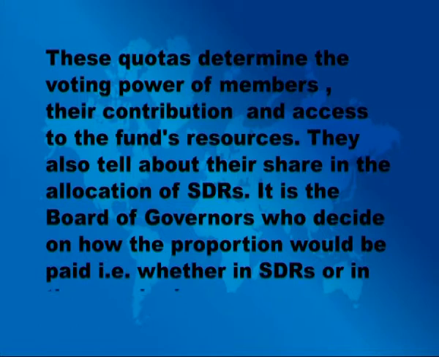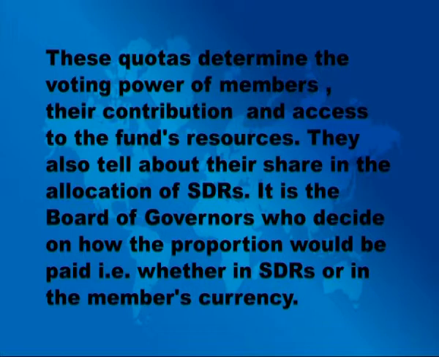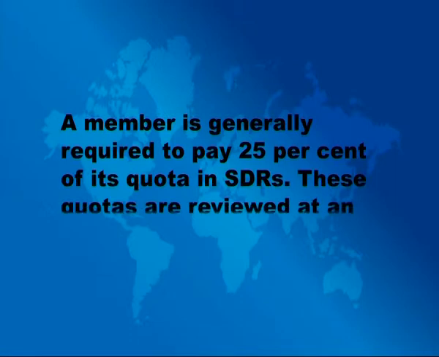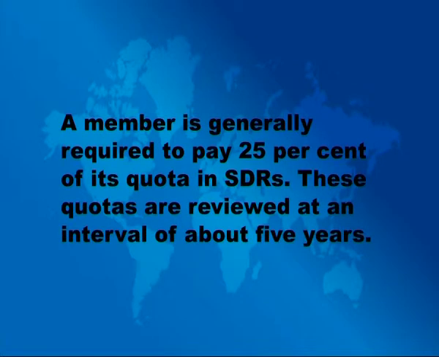It is the Board of Governors who decides on how the proportion would be paid, that is whether in SDRs or in the member's currency. A member is generally required to pay 25% of its quota in SDRs, and these quotas are reviewed at an interval of about 5 years.